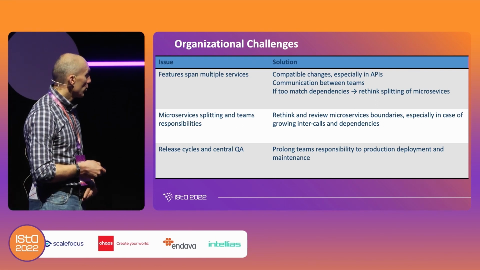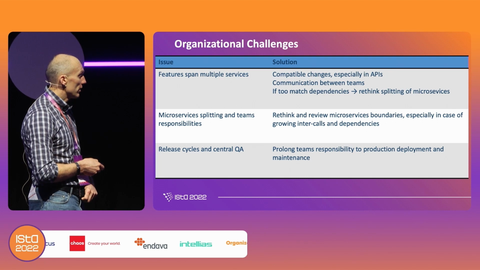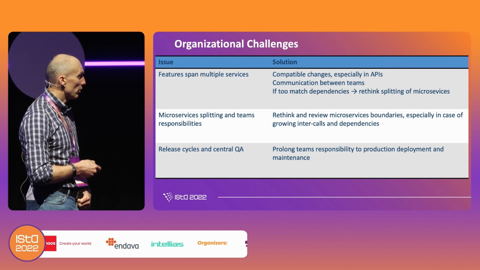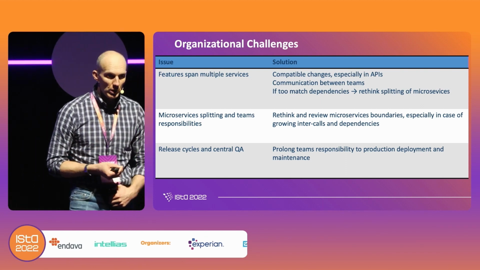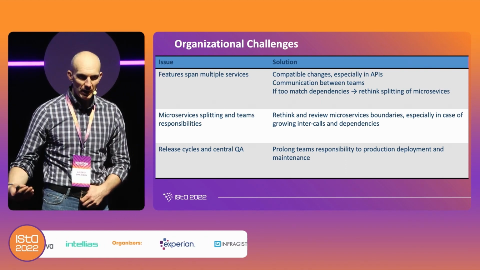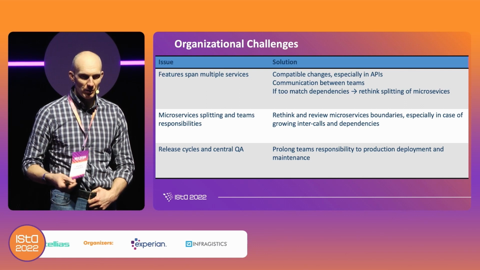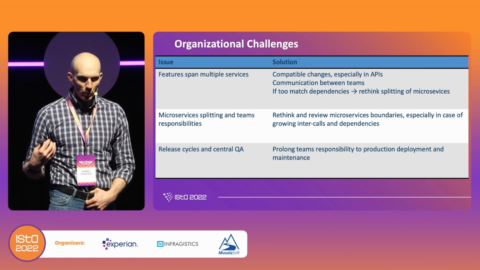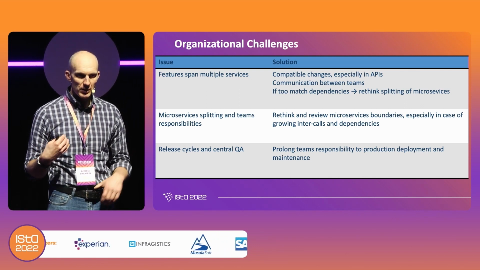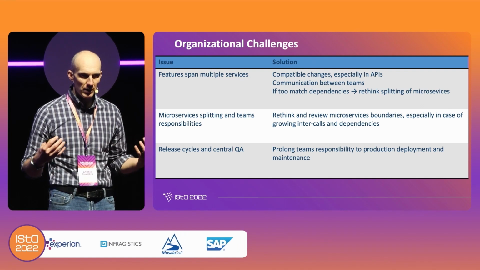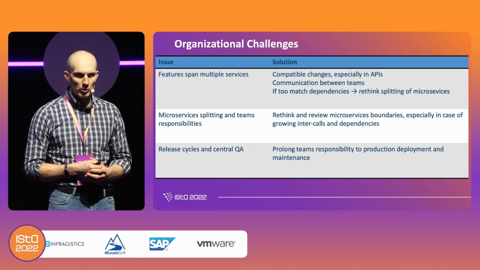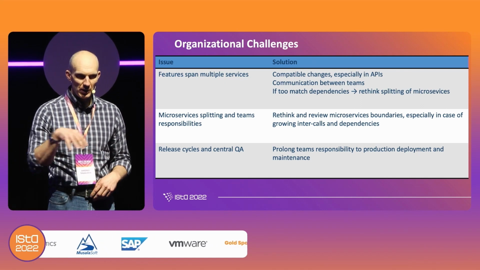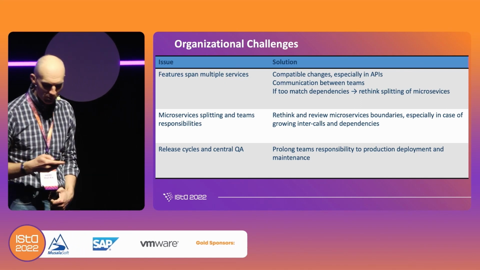Release cycles, the central QA: here the teams should really take responsibility, from development, from implementing the feature to deployment, and also care about production bugs and if something happens in production. Central DevOps is still there, but they just provide the rules and help the teams to resolve common problems, but they do not take responsibility for every production error, every production problem.